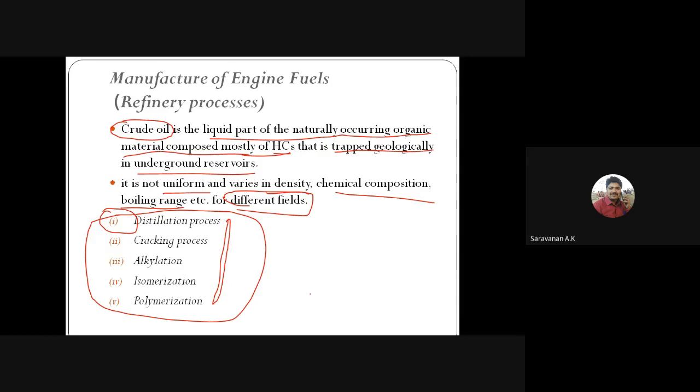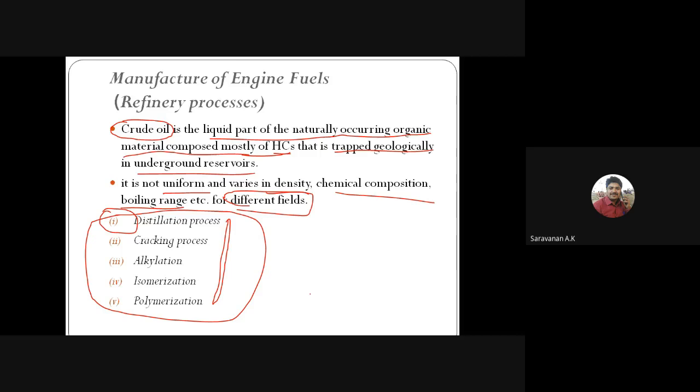Then isomerization, right? It is the process for converting the straight chain paraffins into the branched chain paraffins, used to provide the isobutane for the alkylation process. Straight paraffins have relatively low octane quality, which is most valuable in the branched chain molecules, right?